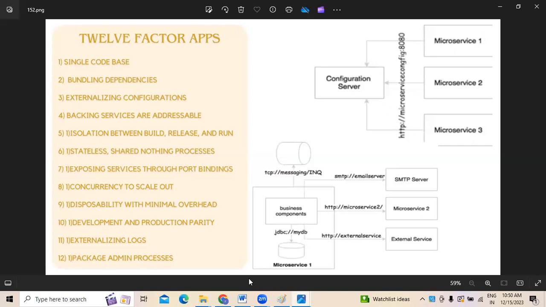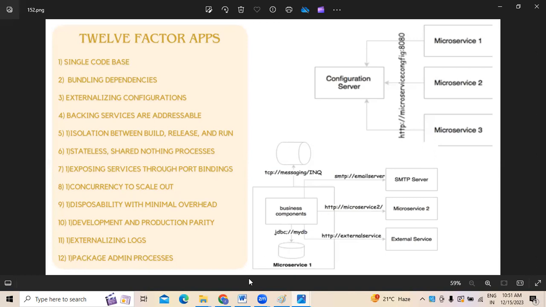So all these things are majorly implemented when we are building the microservices component. The stateless shared nothing processes will be imparted in it. This is also one of the factor rules which we normally use whenever we are working on microservices. In cloud transformation, what does stateless actually mean?